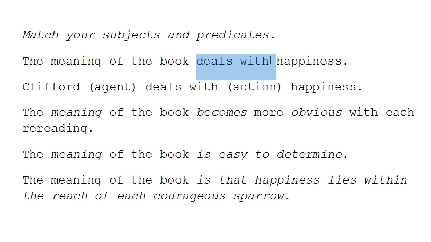In this sentence below, we have a verb, deals with, and we have a subject, meaning. This sentence is an example of a mismatch of the subject and the predicate. We have the subject, meaning, which is an abstract term, but we're using a very concrete verb, deals with. We have a mismatch of the agent of the sentence and the action of the sentence.